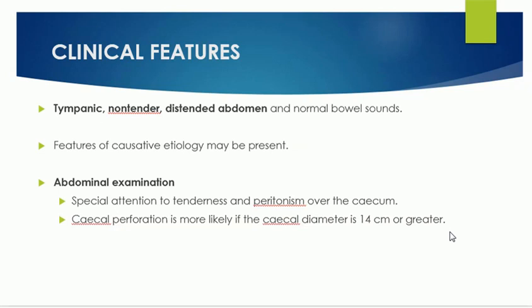So, if we talk about the clinical features in these patients, the abdomen is grossly distended. You can see it on inspection. On palpation, although it is distended, it is non-tender. When we percuss this abdomen, it is tympanitic. And when we auscultate, some normal bowel sounds may be present. Associated with this, there may be features of the causative etiology. What is the causative underlying cause that may show its own symptomatology?